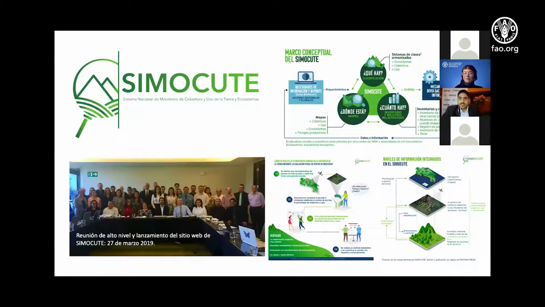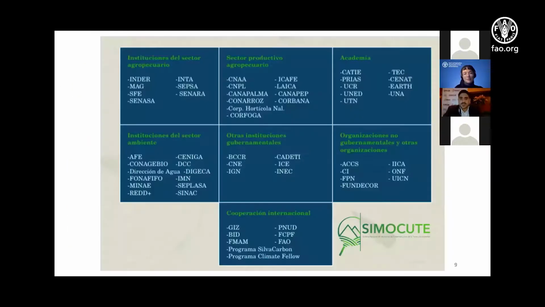The subsystems integrate field and remotely sensed data to provide comprehensive information across forest, agricultural, and other sectors that facilitate improved land use decision-making and provide data for a variety of national and international initiatives and reporting requirements. Costa Rica initiated the design of SIMOCUTE in 2015 through a ministerial directive.